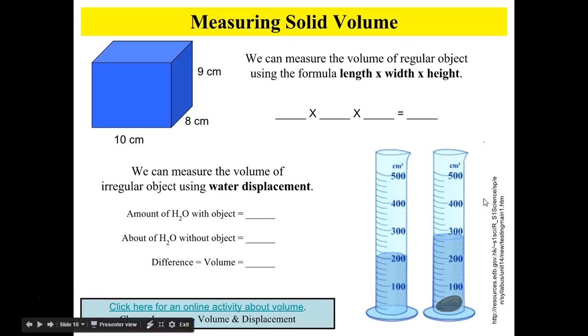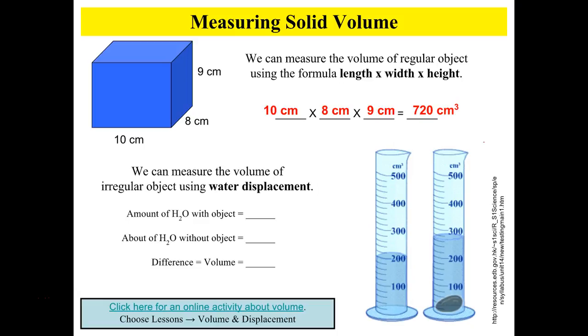Take a look at our next measurement. Remember, you can also find volume by measuring. If you have something nice and rectangular like a box, you can also find volume by measuring length times width times height. So the volume of this cube would be 10 times, remember to multiply, not add, 8 times 9 centimeters. We also have to multiply the units. 10 times 8 times 9 gives you 720 centimeters cubed, also known as cubic centimeters.